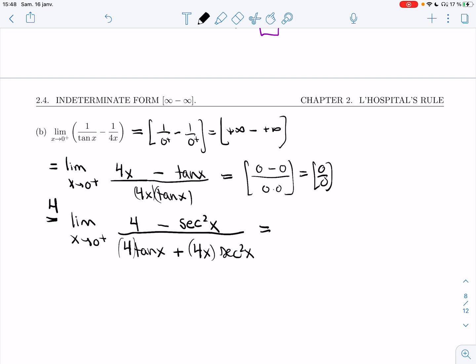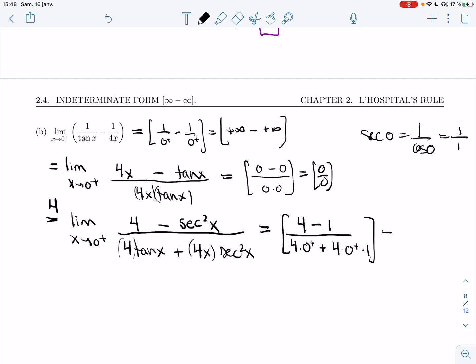Let's plug in 0 into this. I get 4 minus secant of 0. I've done it a few times, but let me make sure that everybody can follow this. Secant of 0, secant is 1 over cos, so 1 over cos of 0, that's 1 over 1, it's just 1. So minus 1. 4 times 0, let's put 0 plus again, because I feel like the sign will be important. And then 4 times 0 plus, secant again is 1. All right, so I'm getting 3 over 0.